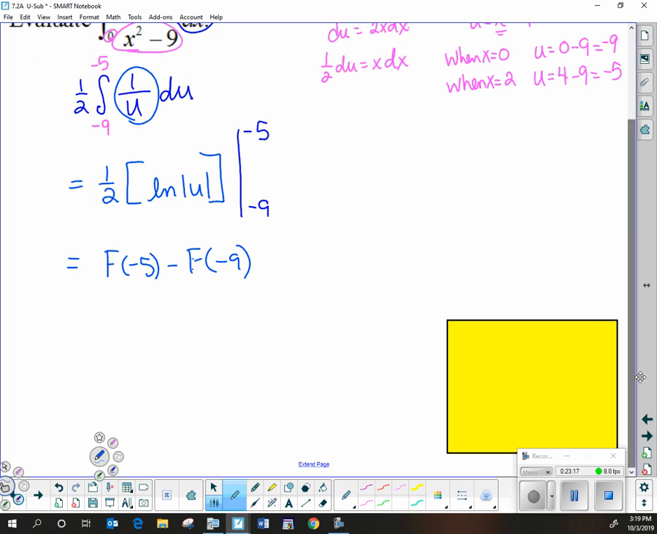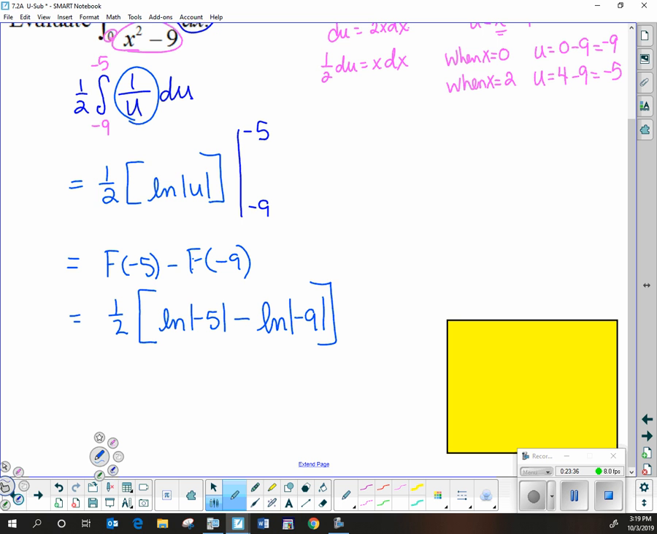Scrolling up here a bit, I am going to have 1/2. I'm going to pull my 1/2 way out front. Natural log absolute value of negative 5. Good thing that was there for the absolute value. Minus natural log absolute value of negative 9. Good that we had an absolute value going on. And let's just simplify this as much as possible. This would look like natural log of 5 minus natural log of 9.